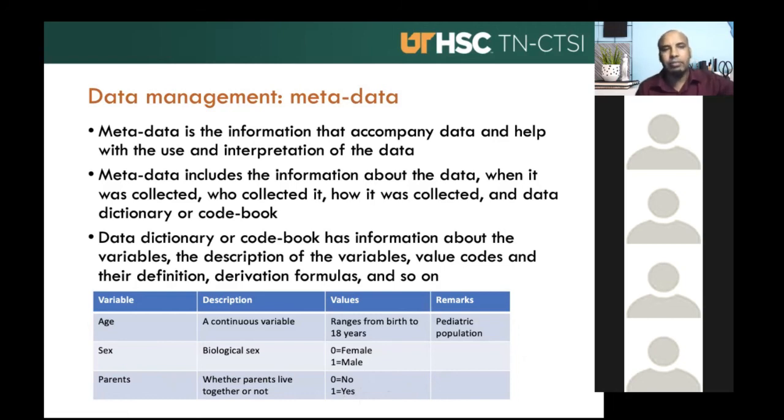So metadata is very important, and it's a good practice to accompany your data with metadata, including a data dictionary or code book, when you transfer your data for analysis by biostatisticians or epidemiologists.